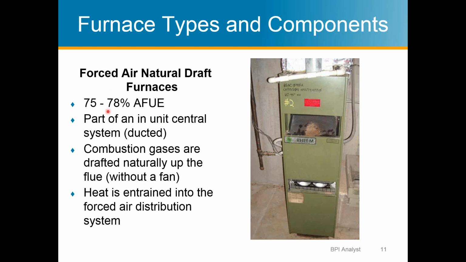With these, about the best you can get in terms of efficiency is about 75 to 78%, usually operating in about that range. It's part of a central ducted system, and there's no fan involved that helps the exhaust gases leave the exhaust pipe or flue. And then heat is entrained in the forced air distribution system, and I'll show that on the next slide a little bit.